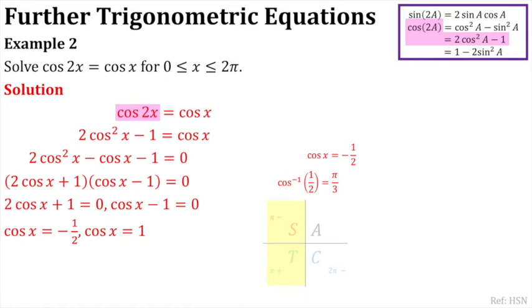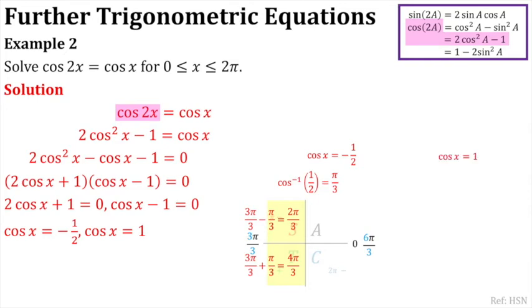So we're working in pi over 3, so that means for our CAST diagram we've got 0, pi can be represented as 3 pi over 3, 2 pi represented as 6 pi over 3. So our answer from our second quadrant is 2 pi over 3, and from our third quadrant 4 pi over 3.